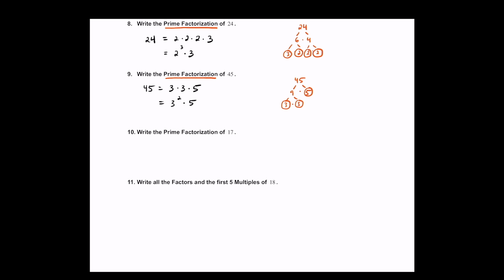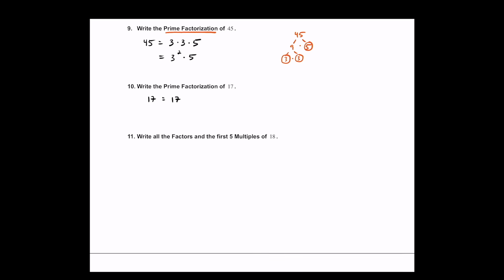Okay. If you ever see a number that is prime, like 17, the prime factorization of 17 is just 17. That's all you got to do. You don't need to write 17 times 1 or anything. Just write 17. Again, 1 wouldn't be in the prime factorization because 1's not a prime number.